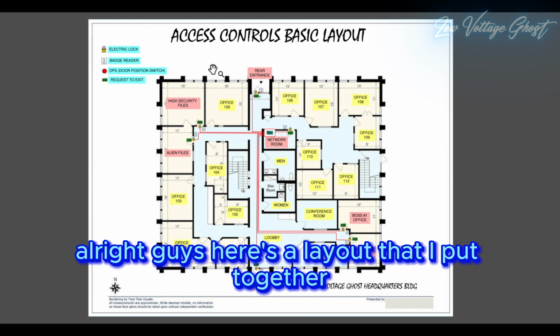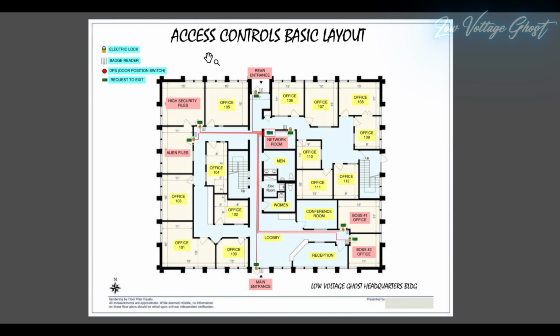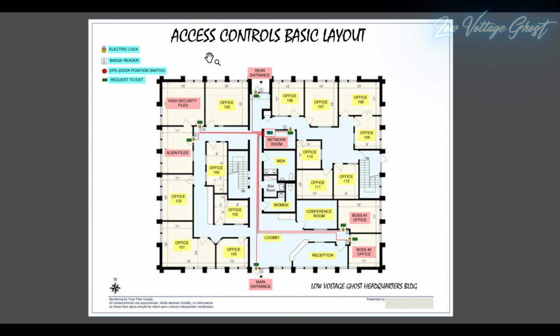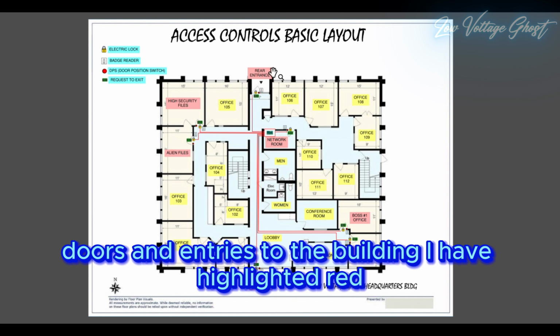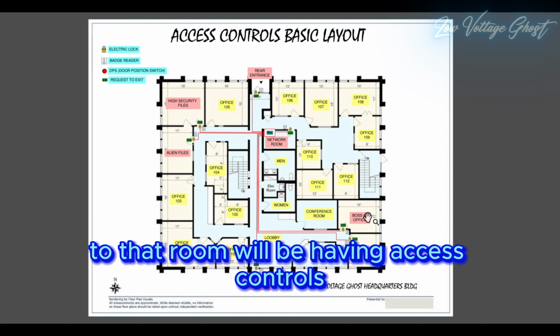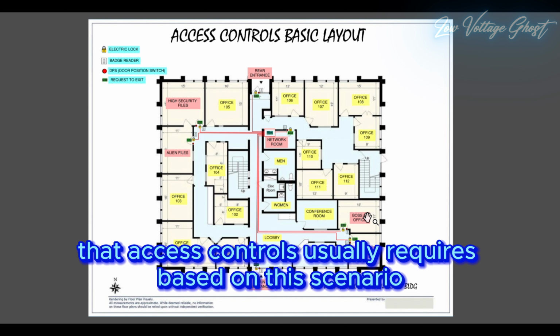Alright guys, here's the layout that I put together to be able to show you what an access control system looks like. This here is representing a first floor of a building. On this floor, you will see that on some of the rooms, doors, and entries to the building, I have highlighted red. This indicates that that particular door or entry to that room will be having access controls. Like I said, we'll be focusing on the main four components that access controls usually requires based on this scenario.